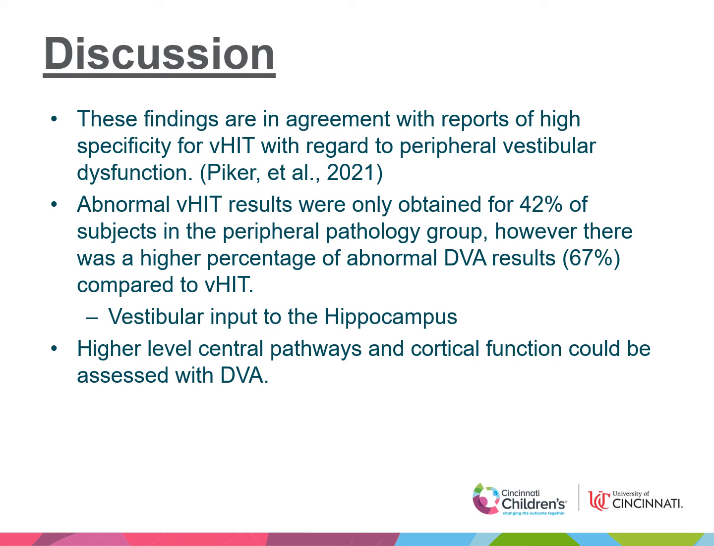DVA was more sensitive to central vestibular pathway involvement and more in line with the patient complaint of dizziness. Even in the normal vestibular function group, meaning those who did not have peripheral or central findings, abnormal DVA was able to validate the patient complaint of dizziness and uncover dysfunction in the central nervous system, either in central vestibular pathways associated with the VOR or higher cortical centers.